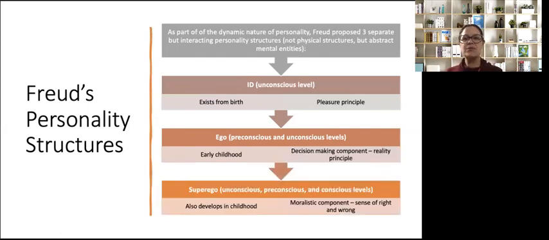And finally, Freud presented the superego. So this develops in late childhood. And according to Freud, this is the part of the personality that judges the morality of your own behavior. So developing your own sense of what is right versus wrong.